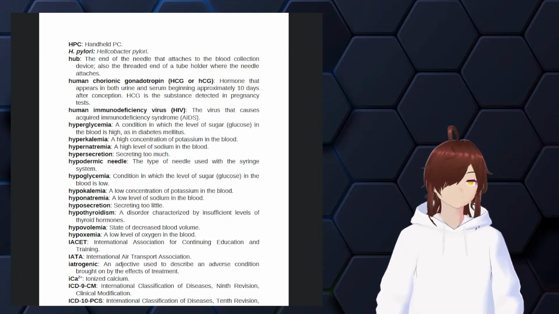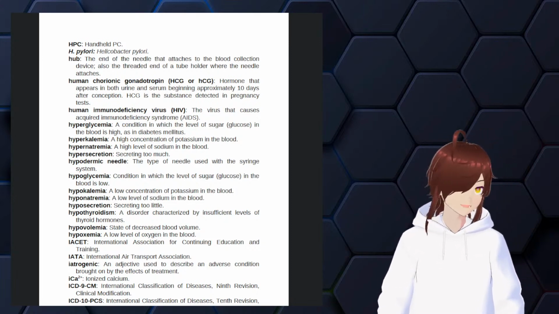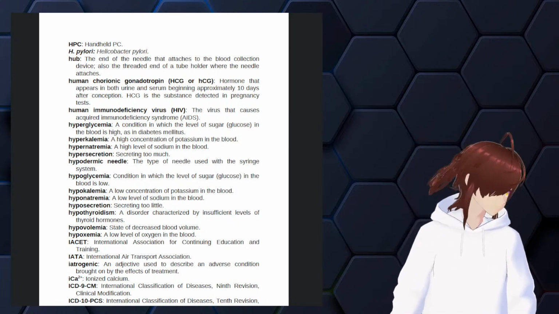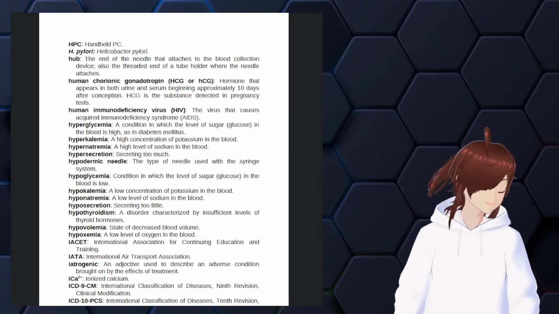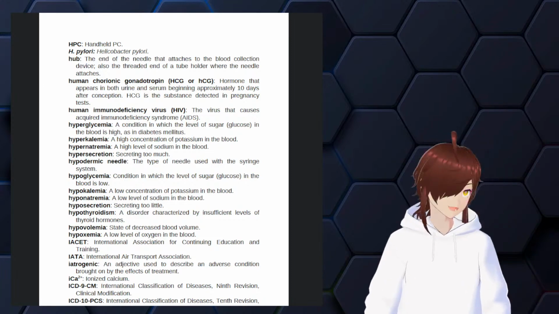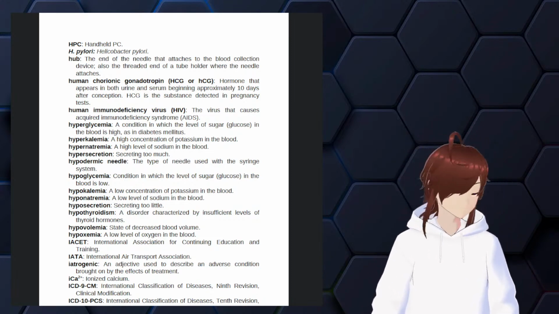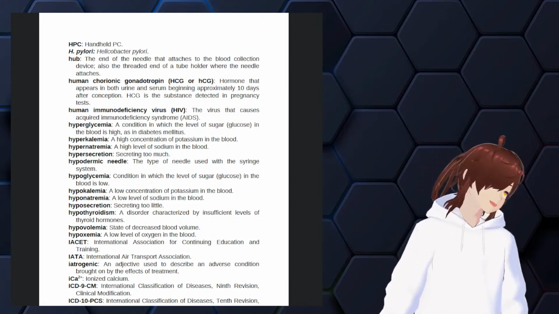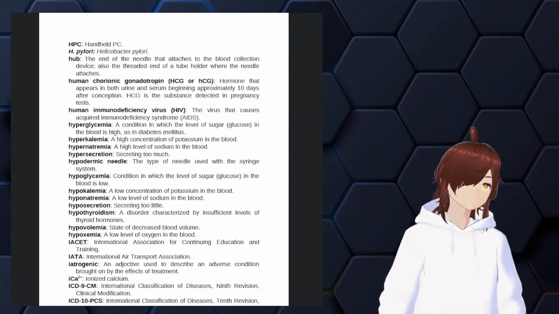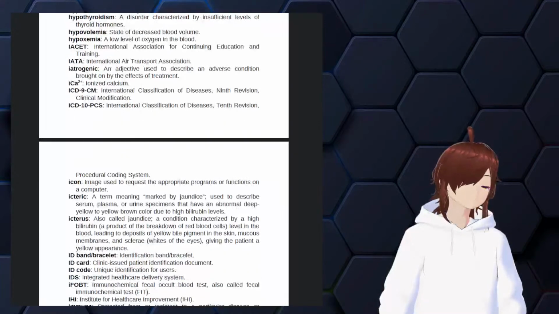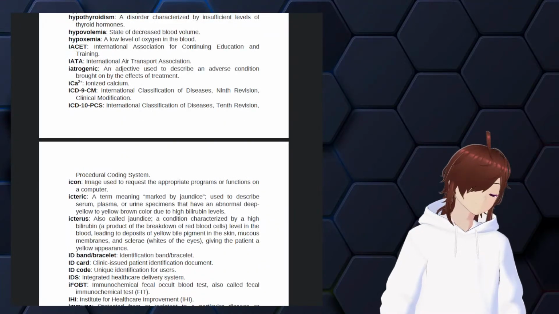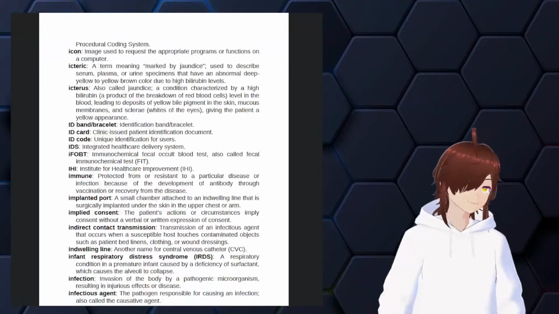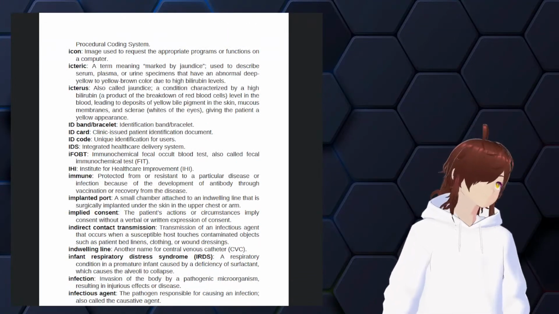IACET, International Association for Continuing Education and Training. IATA, International Air Transport Association. Iatrogenic, an adjective used to describe an adverse condition brought on by the effects of treatment. ICA 2+, ionized calcium. ICD-9-CM, International Classification of Diseases, 9th Revision, Clinical Modification. ICD-10-PCS, International Classification of Diseases, 10th Revision, Procedural Coding System. Icon, image used to request the appropriate programs or functions on a computer.